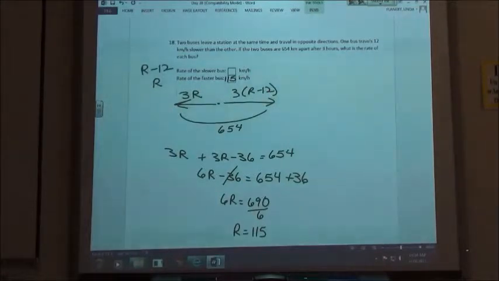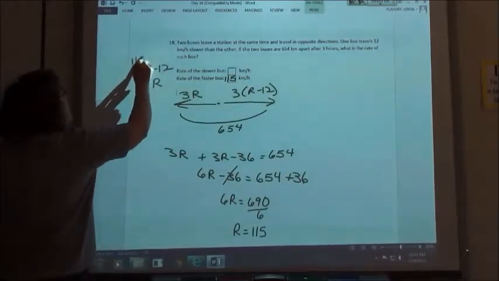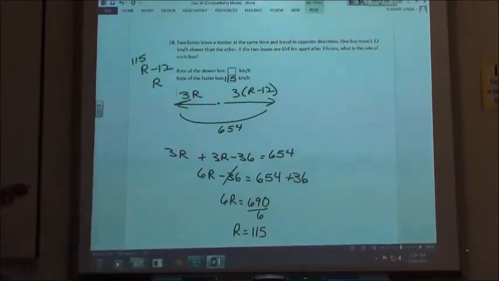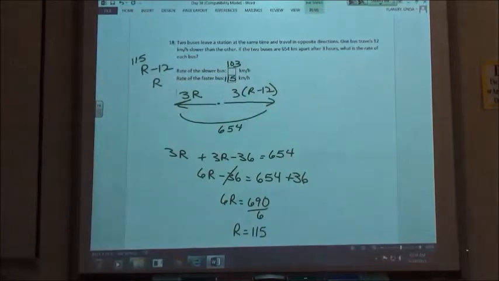It seems like it's really fast, but it's not miles an hour, it's kilometers per hour. The slower bus is going 12 kilometers per hour slower than that. So if we minus 12 from that, the slower bus is going 103 kilometers per hour.